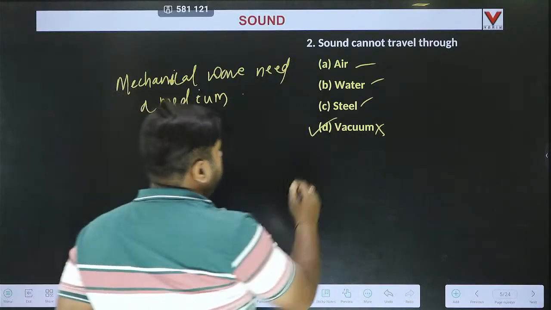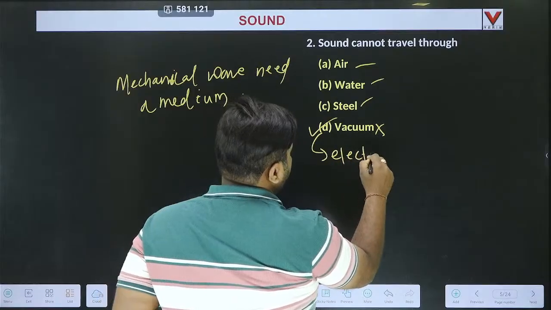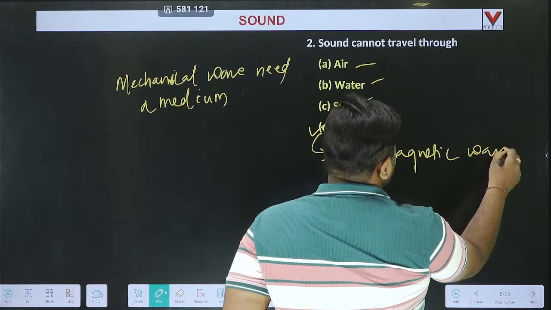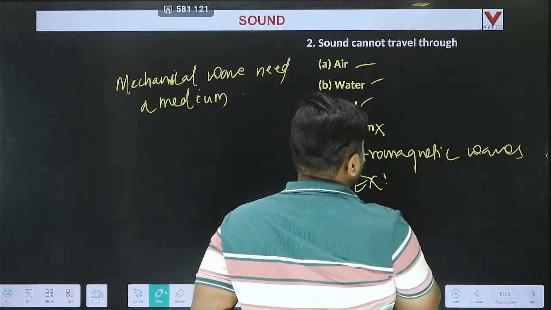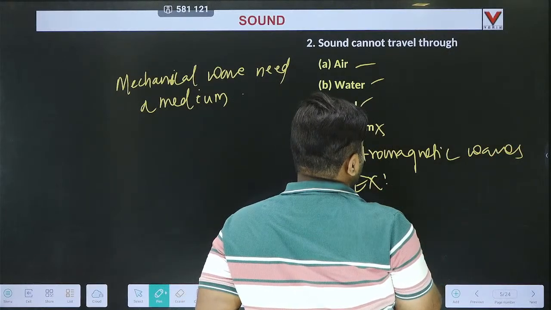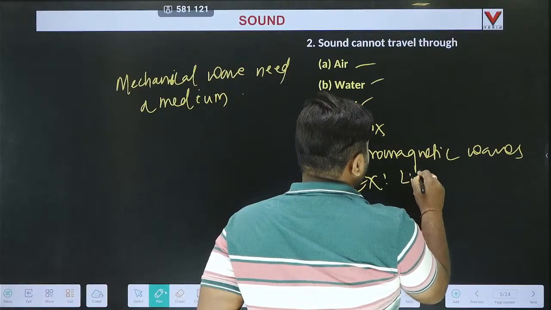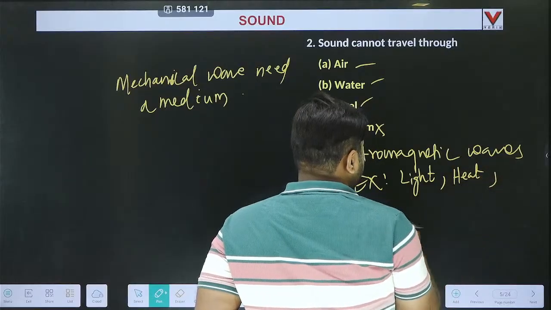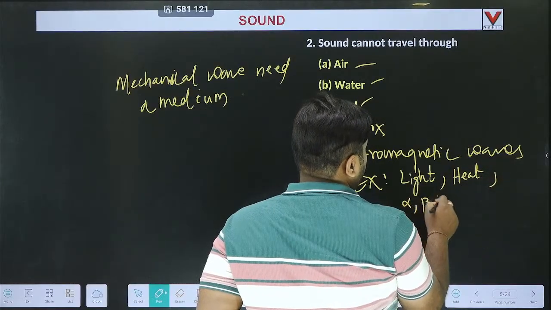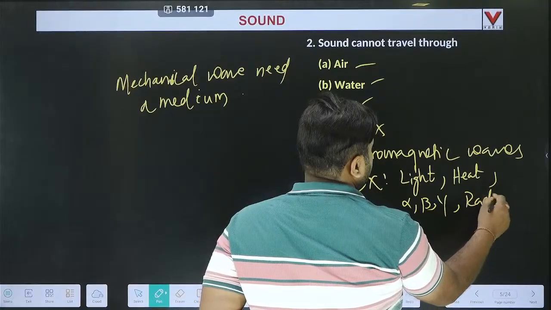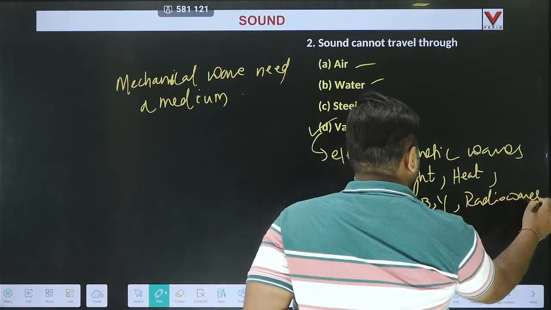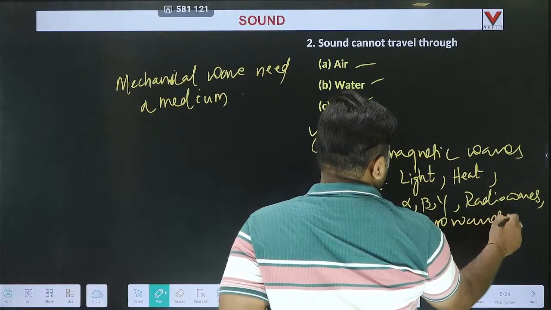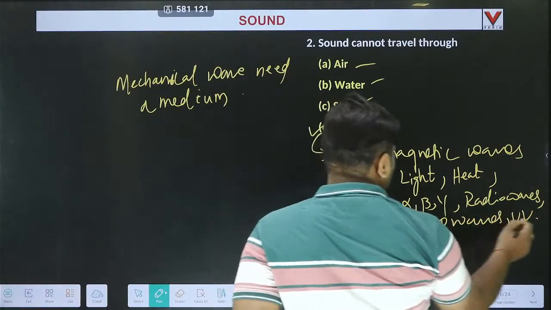Waves that can travel through a vacuum are electromagnetic waves. Examples of electromagnetic waves: light, heat, different types of rays like alpha, beta, gamma rays, radio waves, microwaves, ultraviolet, and so many others.